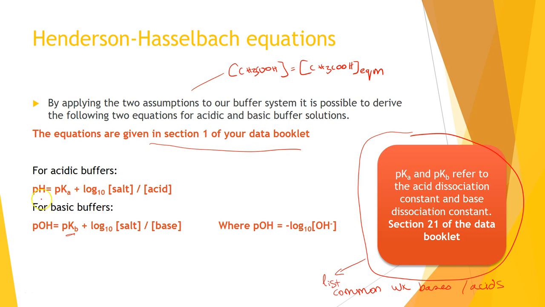So the pH of a buffer solution is going to be equal to the pKa plus the log to base 10 of the concentration of the salt divided by the concentration of the acid. That's for an acidic buffer, so pH lower than 7. For a basic buffer, the pOH is going to equal the pKb plus the log to base 10 of the salt divided by the base.